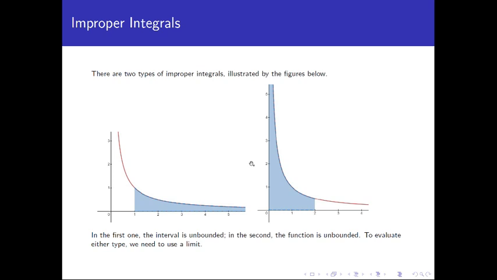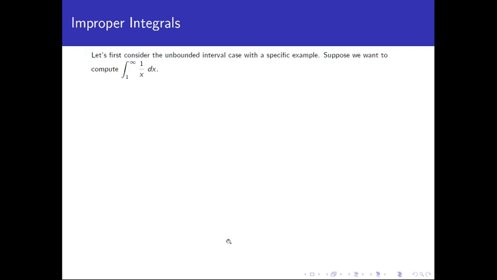Like I mentioned before, the first one, we've got an unbounded interval. The second one, we've got an unbounded function. So either way, we're going to have to take a limit to try to evaluate these integrals. So let's do this by way of example. Let's first look at the integral from 1 to infinity of 1 over x dx. Certainly we see here that our interval is unbounded. We've not seen a case where we've got a limit of integration of infinity before this particular section.